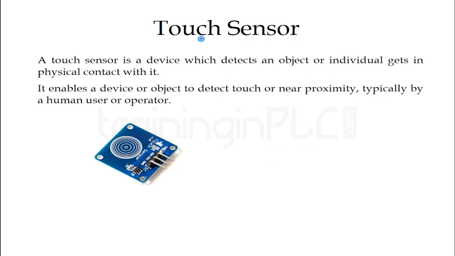Next are touch sensors. A touch sensor is a device which detects when an object or an individual gets in physical contact with it. It enables a device or object to detect touch or near proximity, typically by human users or operators. These touch sensors are widely used in mobiles, touch screens and biometrics.